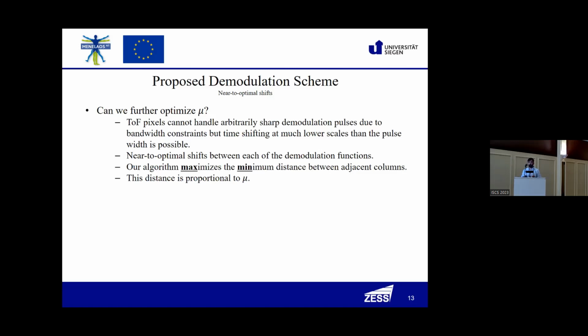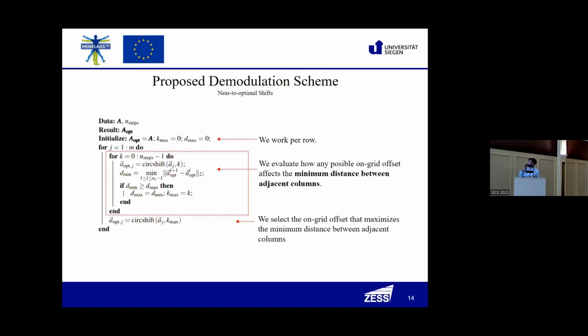So we introduce a time shift, and we can work like that in the picosecond range. And we can also optimize this procedure. The idea is to introduce a near to optimal shift and maximize the minimum distance between the columns. Because if you think that each column is a representation of the space, what we want is to separate each column from the others and generate these algorithms, as you can see here. So now we take the near to optimal sensing matrix generated via the gradient combinatorial approach, and then check all the possible on-grid offsets.